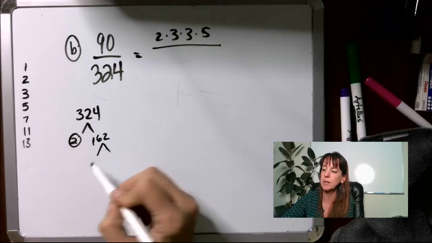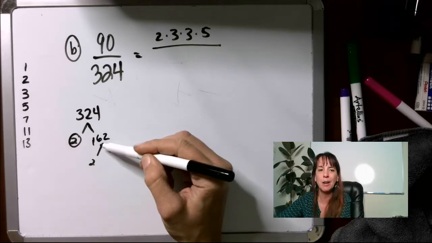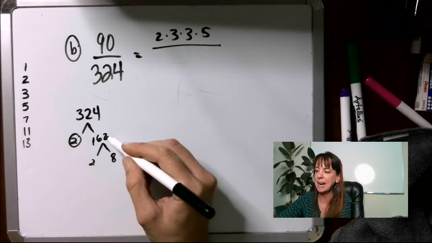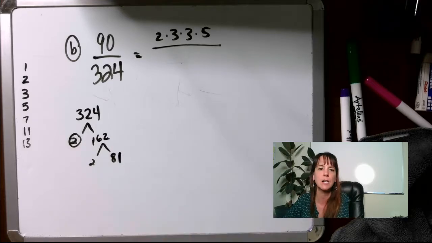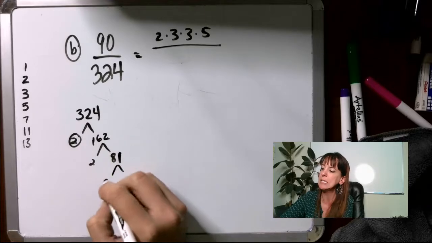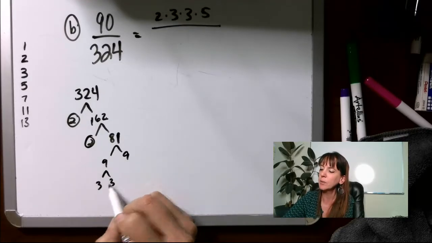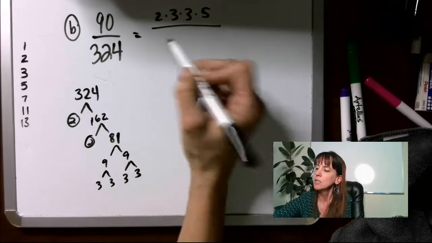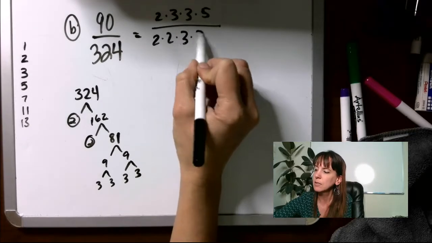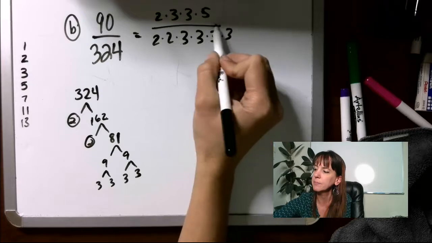Now, I know that this can be divided by 2. Half of 16 is 8, and half of 2 is 1, right? So that's going to be 81, which we know is 9 and 9. Oh, forgot to circle that. We know this is 3 and 3, 3 and 3. So I've got 2 times 2 times 3 times 3 times 3 times 3.